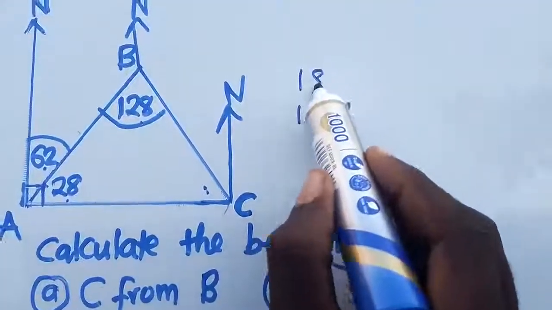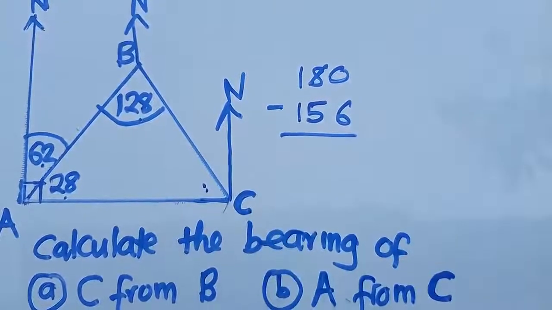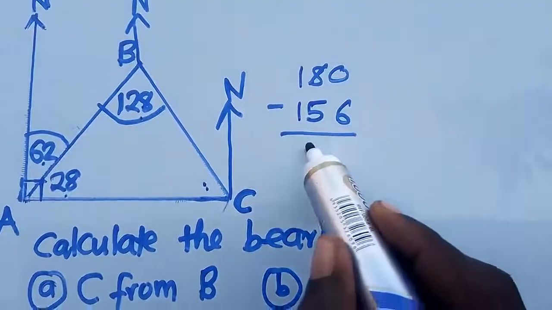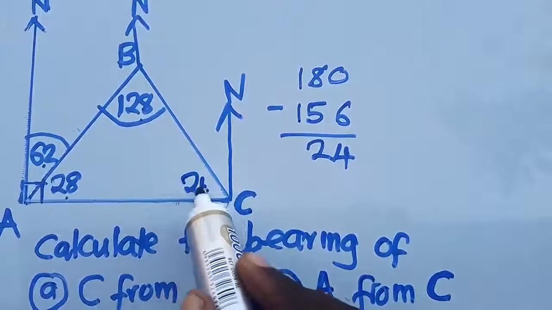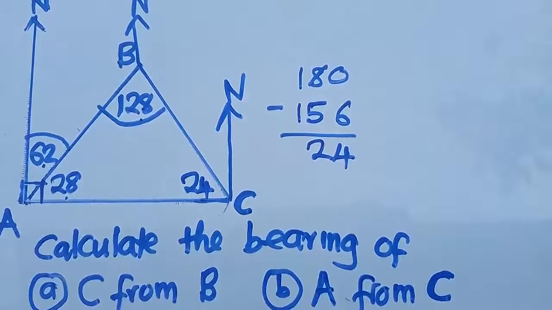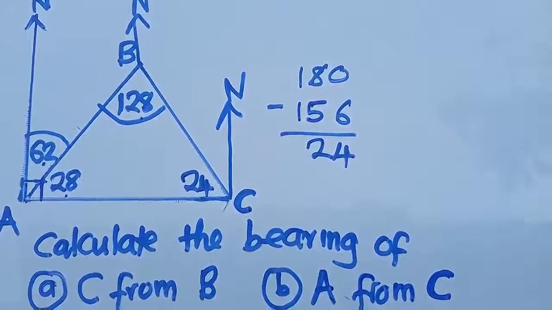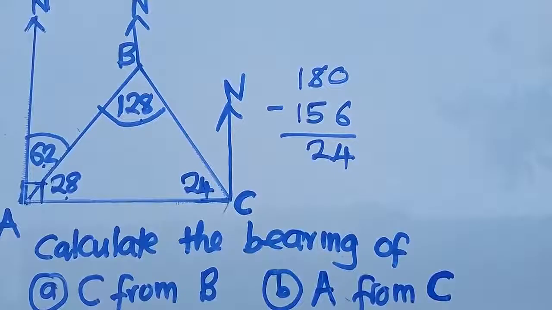Then you say 180 minus this. What are you going to get when you subtract from 180? Here you're going to get a 24. So that is a 24 that we are able to see there.